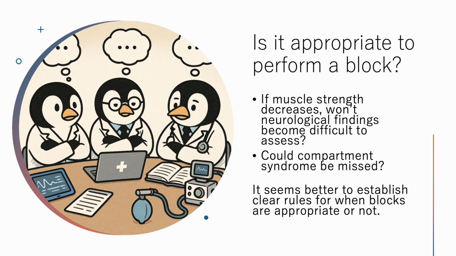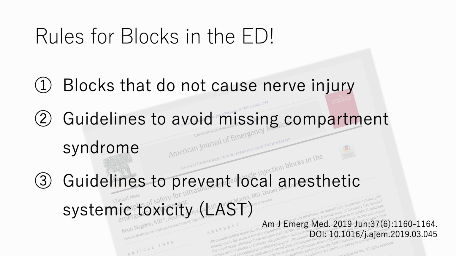Is it really okay to perform nerve blocks in the emergency department? If we block just because the patient is in pain, we might weaken their muscle strength, and we could lose the ability to assess sensory findings in each nerve distribution. And what about compartment syndrome, common after trauma to the lower leg or forearm? Couldn't we miss it if we rely too much on the block? That's why, when it comes to nerve blocks in the emergency setting, we really need some clear rules.